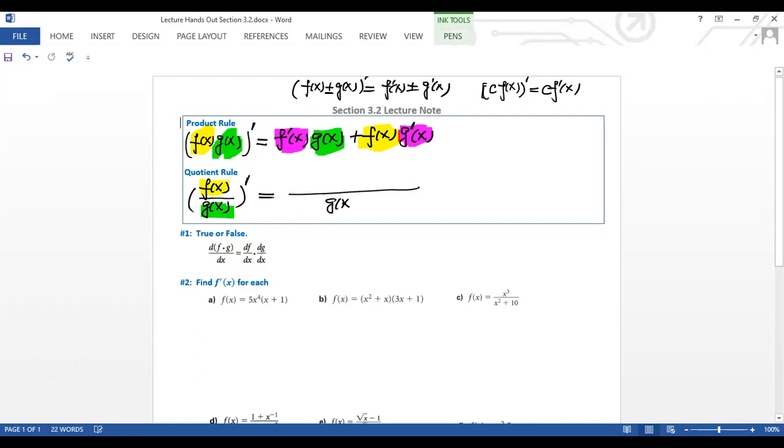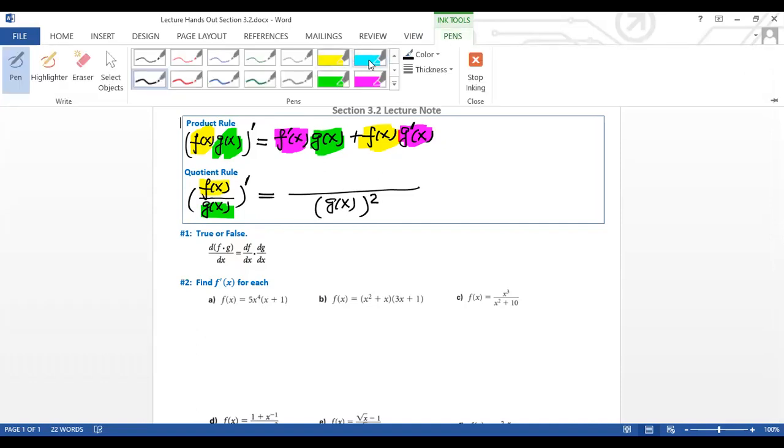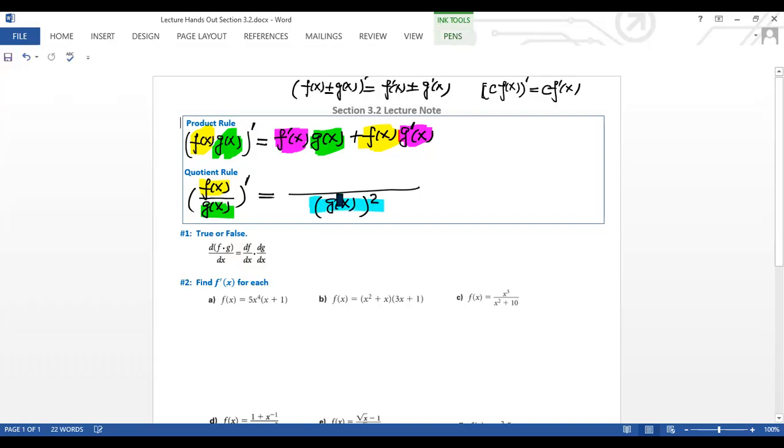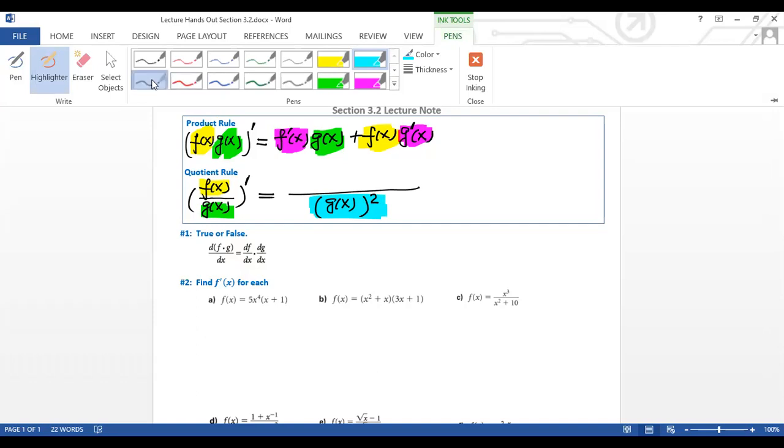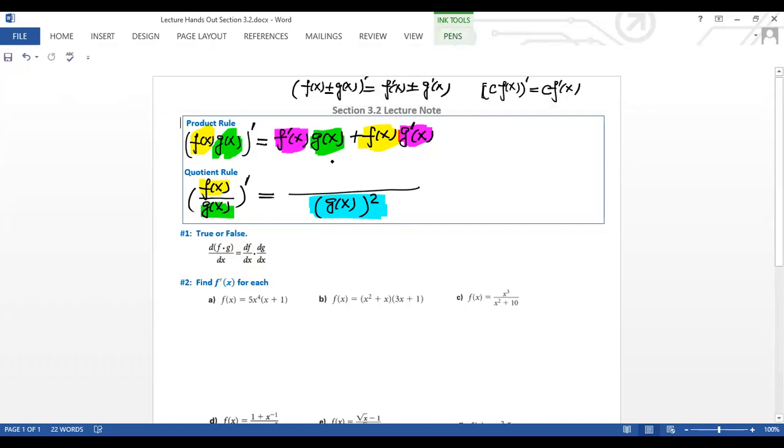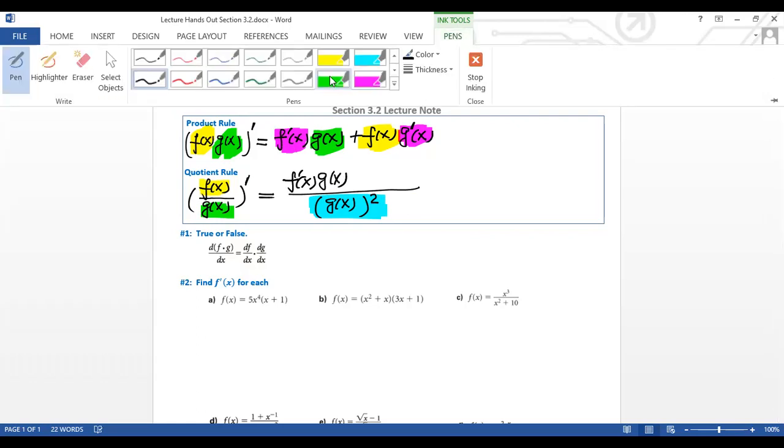Okay, so you square the bottom. I'm going to use a different notation. So you just square the bottom, all right? And then the top here, you take the derivative of the top, just like your product rule. You take the derivative of the top, then hold the bottom still.